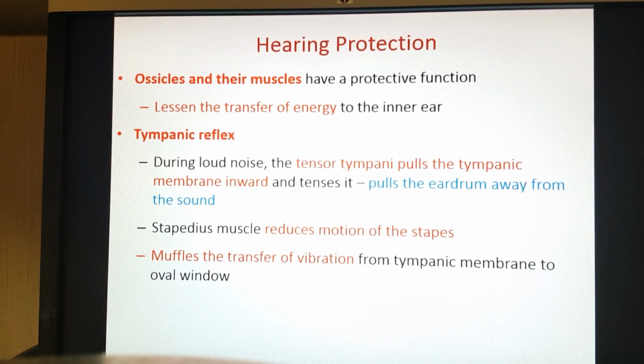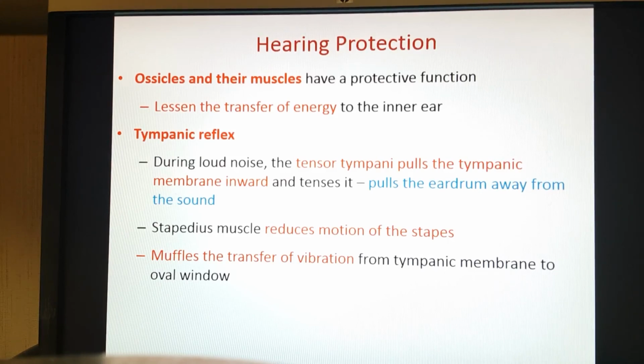Your body has its own way of protecting your ears from hearing damage. Of course, it doesn't completely do anything, but what it does is help to prevent hearing loss, at least slightly. So the ossicles, our inner ear bones, as well as the muscles that are attached to them, can lessen the transfer of energy to the inner ear, helping to prevent damage in the cochlea and the inability to hear in certain frequencies. So this is called the tympanic reflex.